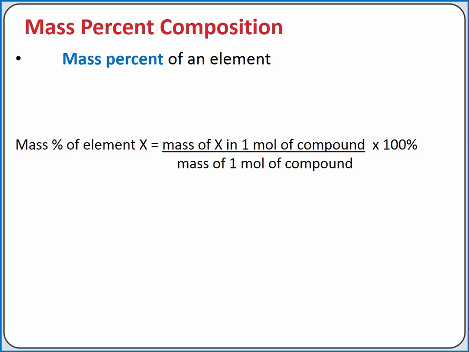The mass percent of an element is that element's percentage of the compound's total mass. We can calculate the mass percent of an element by dividing the mass of the element in 1 mole of the compound by the mass of 1 mole of the compound and multiplying times 100%.